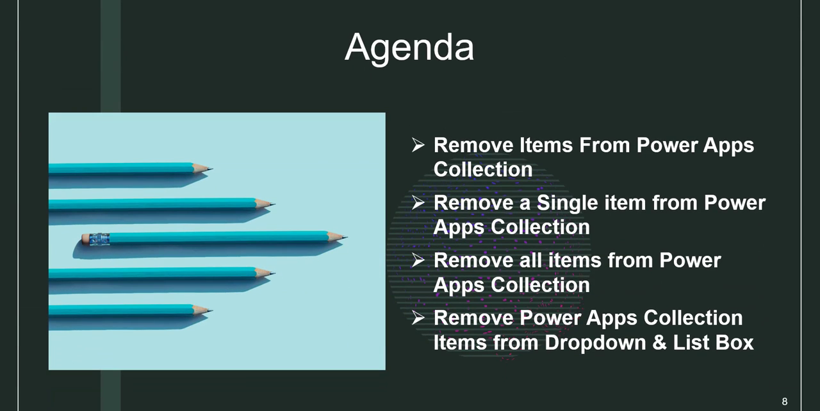Like how we can remove items from a PowerApps collection using 2 different functions, how we can remove a single item from a PowerApps collection, how we can remove all items from a PowerApps collection, and finally we will see how we can remove PowerApps collection items using a drop-down control as well as a list box control. So let's begin.